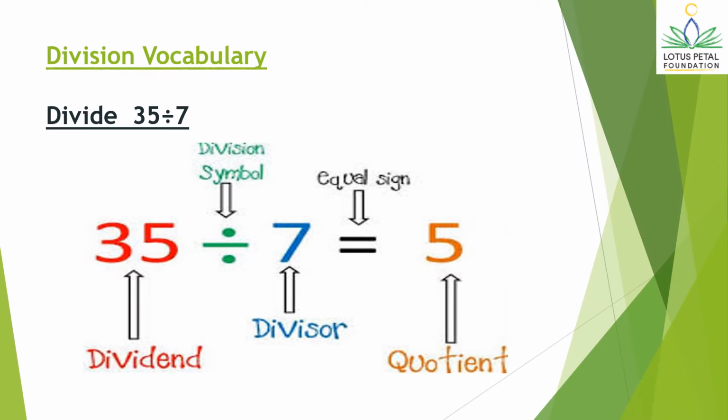Division vocabulary. So, if you want to divide a number, say 35 by 7, 35 is the dividend over here, and you can see the division symbol on the screen. 7 will be the divisor, and when we divide 35 by 7, we get the quotient 5.